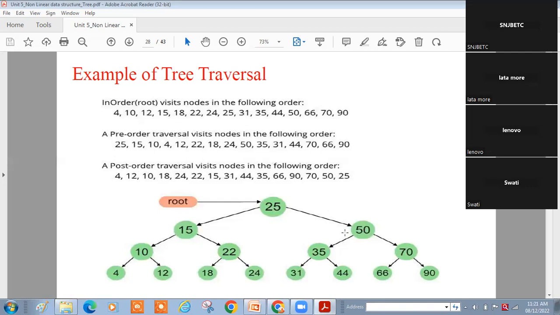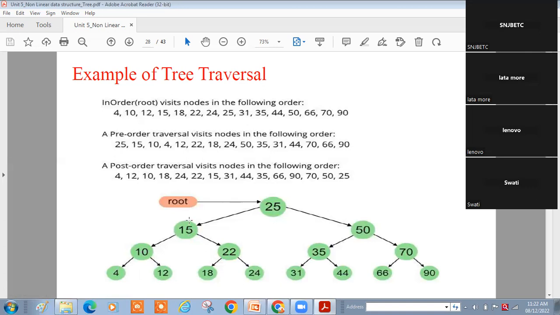So now, if I'm saying about the post order traversal. So for post order traversal, the sequence is nothing but post order. Yes, means what? Root should be at last. So left, then right, and then root. So come to the left. So here is the root. Come to left. Here is the root. Come to left. So I have left is 4. Right is 12. Root is 10.